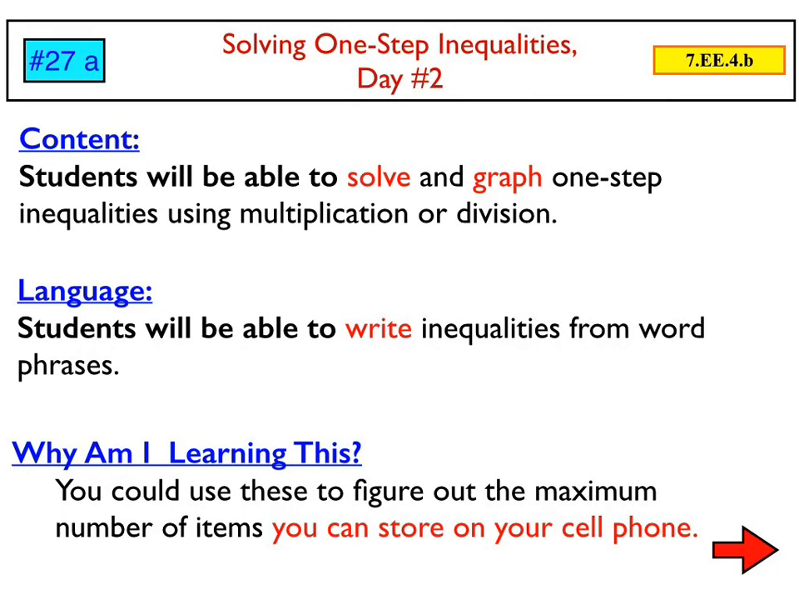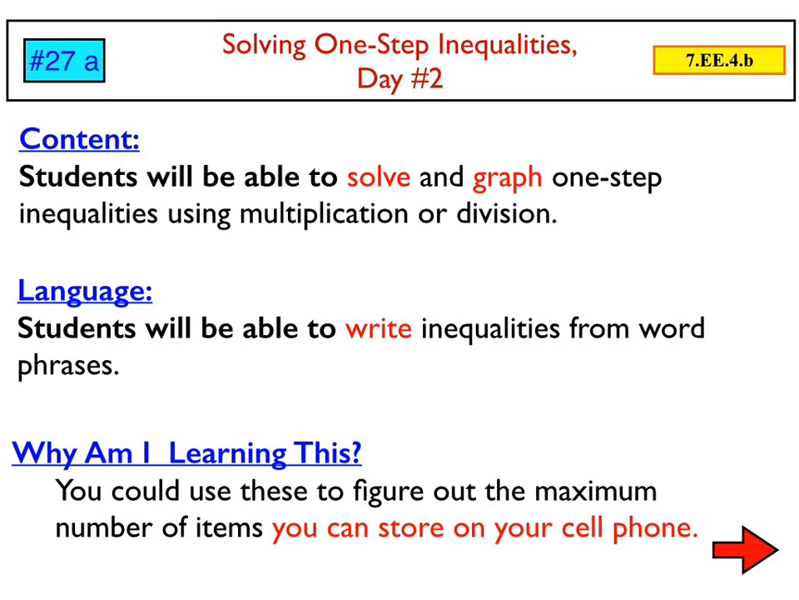Today, lesson 27A. It's day number 2 of solving one-step inequalities. Last lesson, we discussed how to solve one-step inequalities where you had to add the same number to both sides or subtract the same number from both sides. We continued with the idea that we would graph our solution because the graph represents all of the possible solutions that can happen for each inequality.